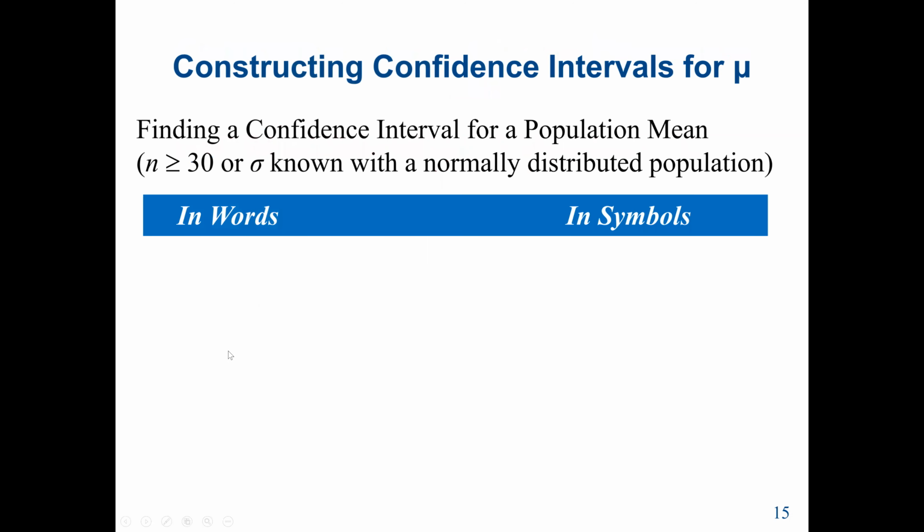So in words and also in symbols, how do we construct the confidence interval for the mean? First we need to check: in this case, we want to find a confidence interval for the population mean if the sample size is greater than or equal to 30. So we are dealing with a large sample. First we find the sample statistics, which are n and x bar.